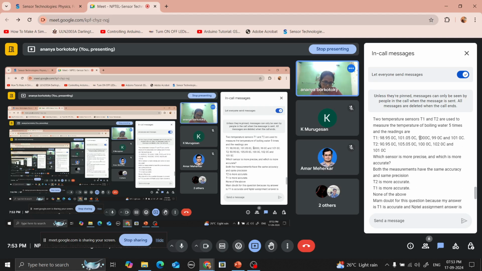If it is 1000 degrees Celsius, then I think calculation-wise, T2 will be accurate. That will create a huge difference. If that is your question, you can check. So maybe that is why, as per NPTEL, the answer is that.